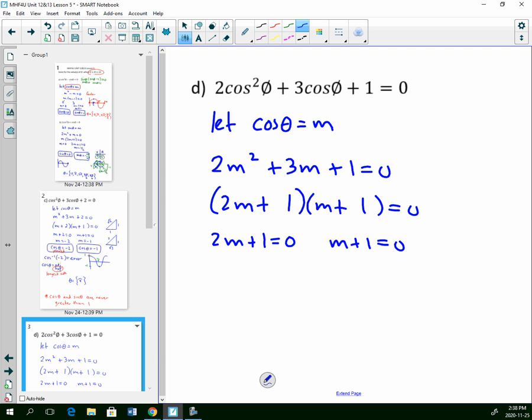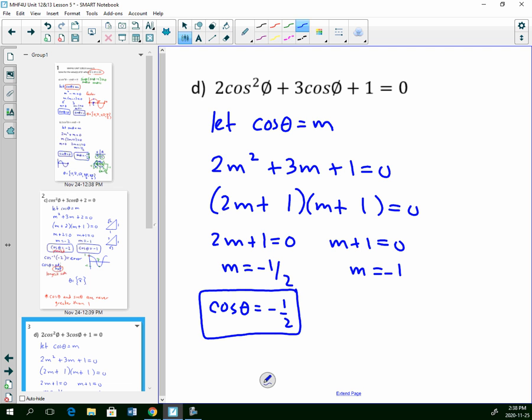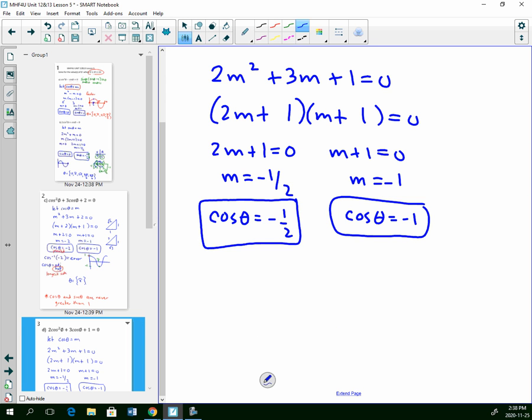So let's take each factor equal to 0 and solve for m. And then we're going to put the cosine theta back. So there's one root. There's my second root. And then we're going to solve. Okay, well, the -1's easy. I'm just going to draw my graph. Find where it equals -1, which is here, which occurs at pi. And then my cosine theta equals -1/2.